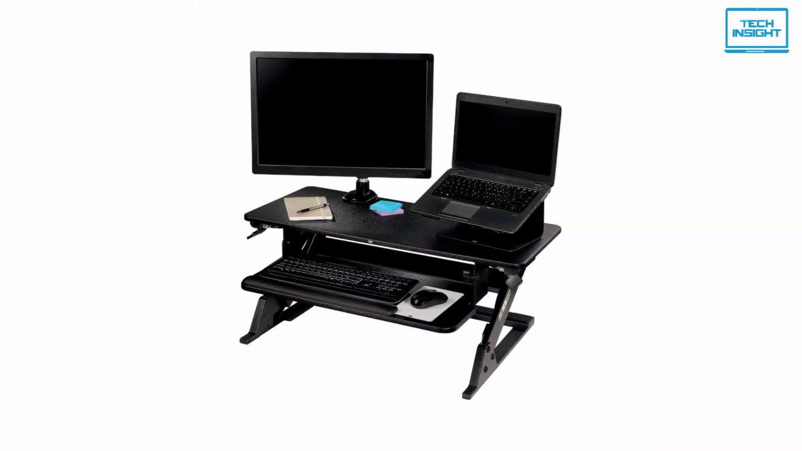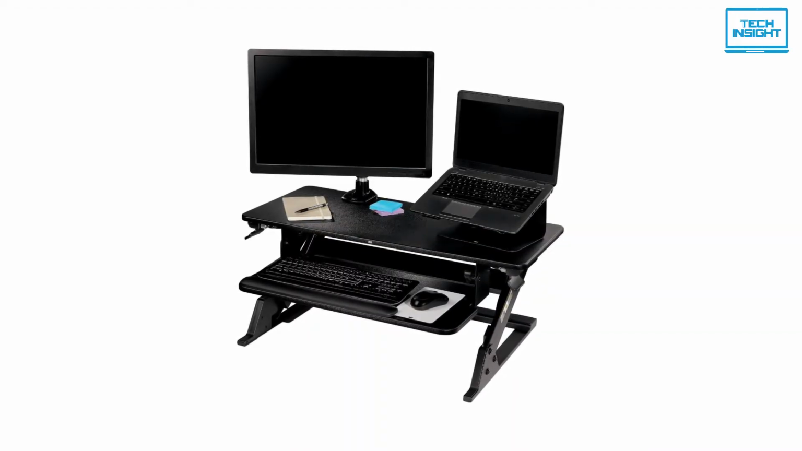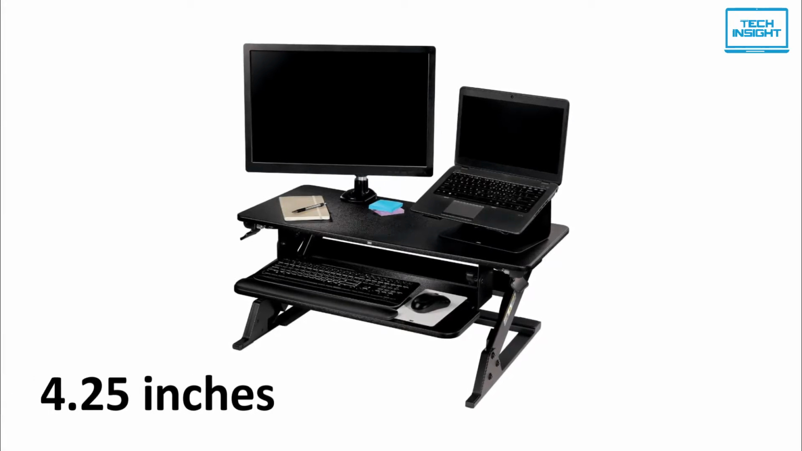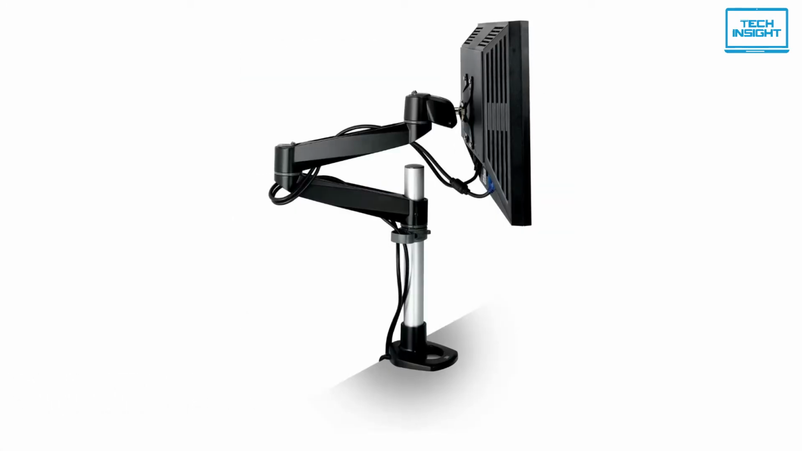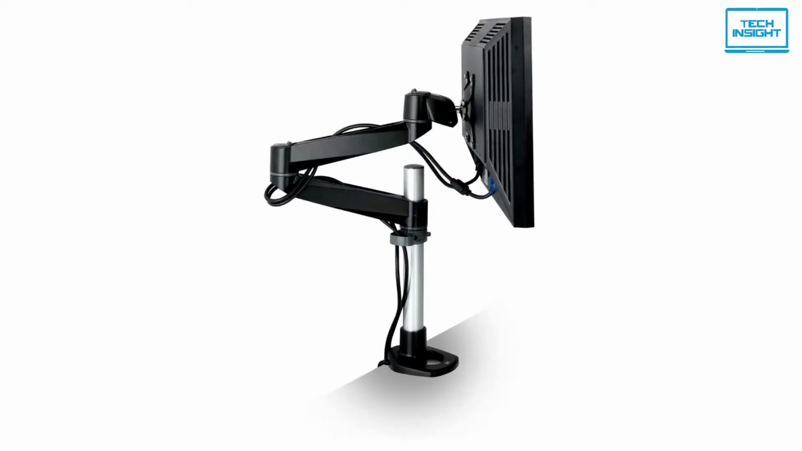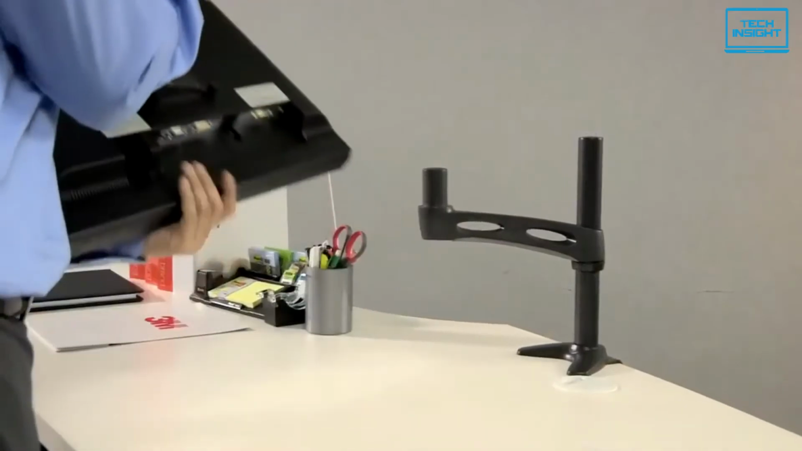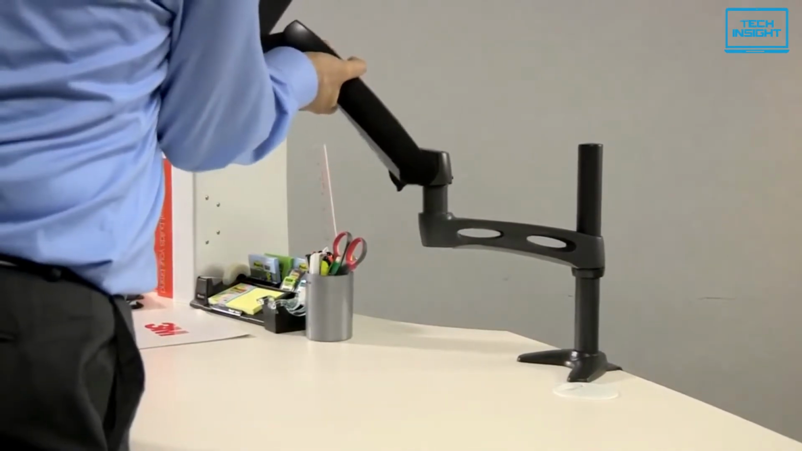And if your desk is as heavy as your monitor, you'll be relieved to know that this monitor arm is compatible with desks up to 4.25 inches thick. This arm is hollow so that you can run cables inside it, which makes everything neat and tidy. On top of that, it is VESA MIS-D compliant.